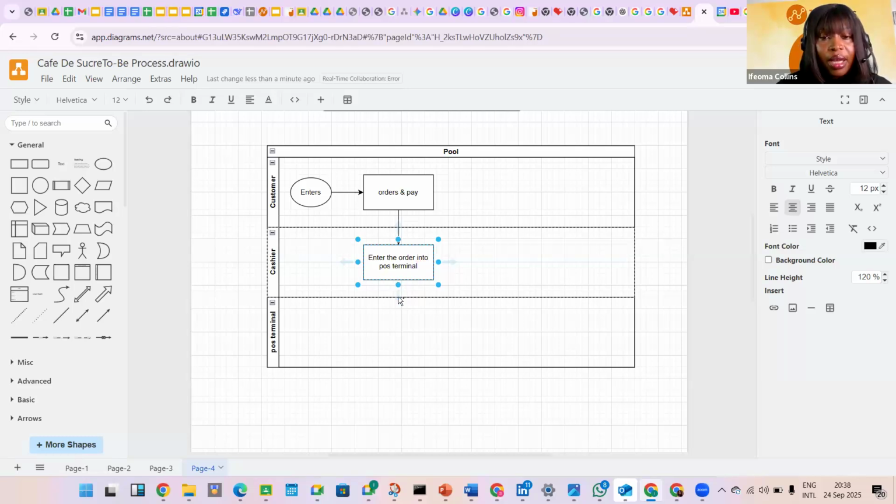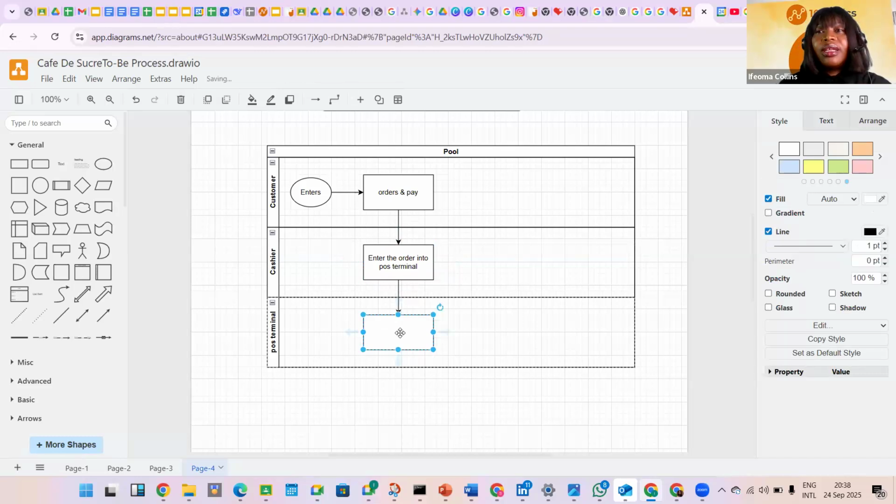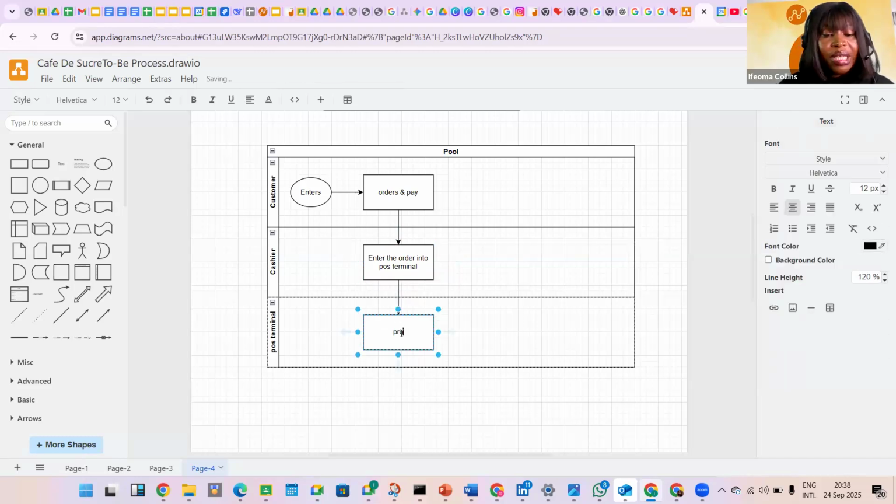So now this order goes to the POS terminal, right? The next thing is the POS is going to process the payments, and process payments, prints kitchen tickets. All right.